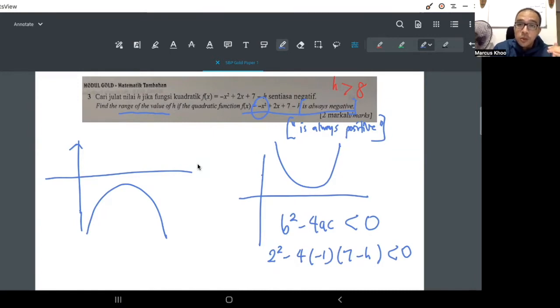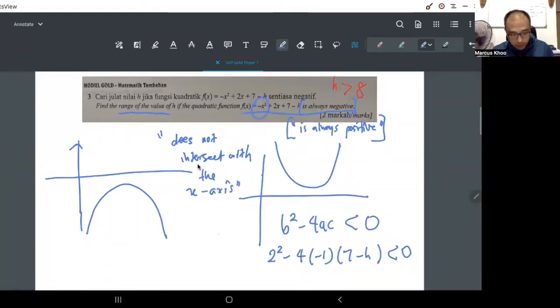Don't forget this. And this is a very common question. When you see the words "is always negative", "is always positive", or "does not intersect with the x-axis", all this means the same thing. b squared minus 4ac is less than 0. It simply means that.